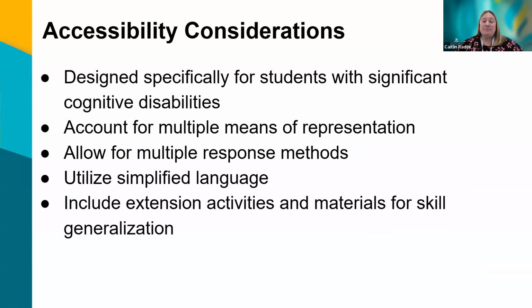Finally, because these programs were specifically developed for students with significant cognitive disabilities, they were made with a wide variety of accommodations and modifications already built in and accounted for. So some of these include multiple means of representation, which means the programs acknowledge that our students may recognize and comprehend different levels of representation. So some students may do better with real objects or photos. Others might do better with pictures or pictures and words paired together. Some may do better with just letters and words.